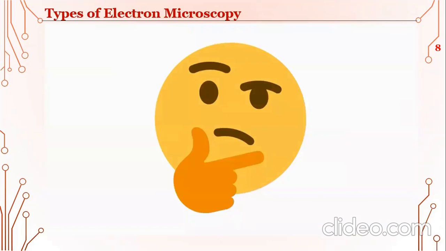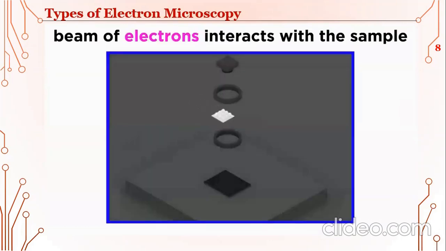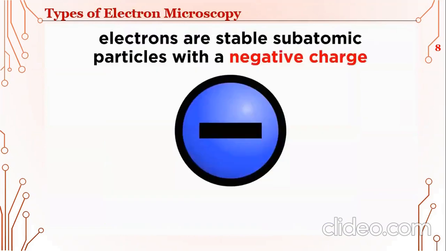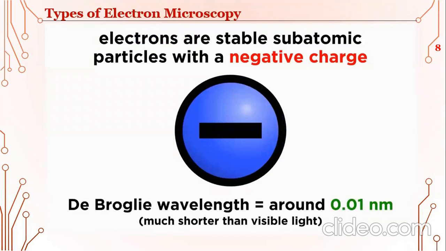Of course, we have to ask, how do they do this? Well, the answer is in the name. They use beams of electrons, which interact with the sample as the beam is transmitted through the specimen. As we recall from our study of chemistry, electrons are stable subatomic particles that carry a negative charge. Electron beams have a much shorter wavelength than the visible light that light microscopes use, which we refer to as the de Broglie wavelength, as we learned in the Modern Physics series.